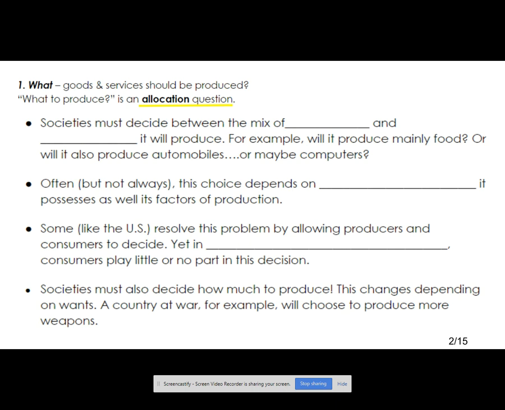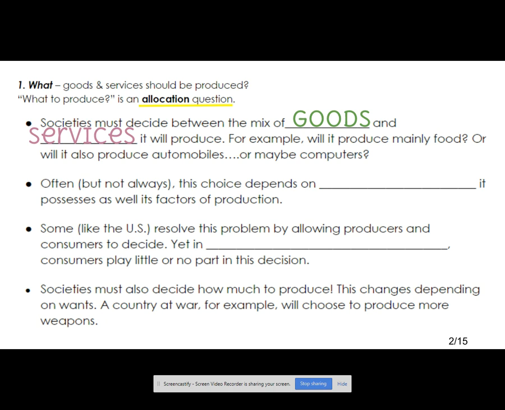So societies must decide between the mix of goods and services it will produce. We used to be a goods oriented society. We now are more a services oriented society. We are producing fewer goods in this country because we have outsourced many of those products. And a lot of the products that we buy now, as you know, are produced in other countries, either by US firms or by other firms that are owned by, for example, Chinese companies or Taiwanese or any other type of thing. It depends on what it is that you're buying, really.